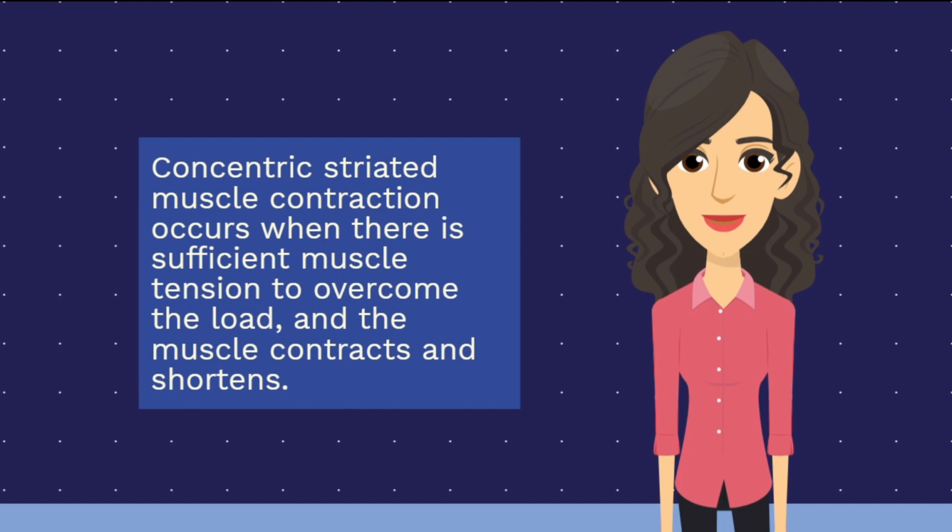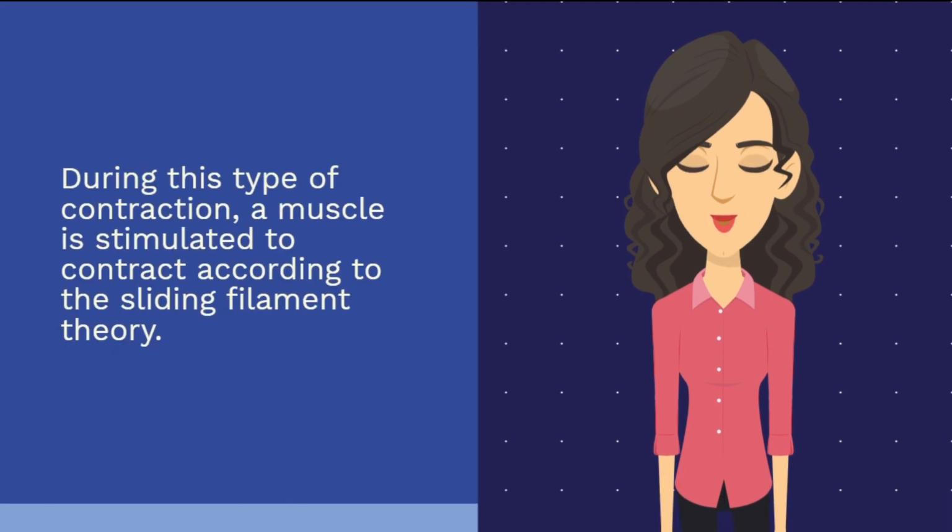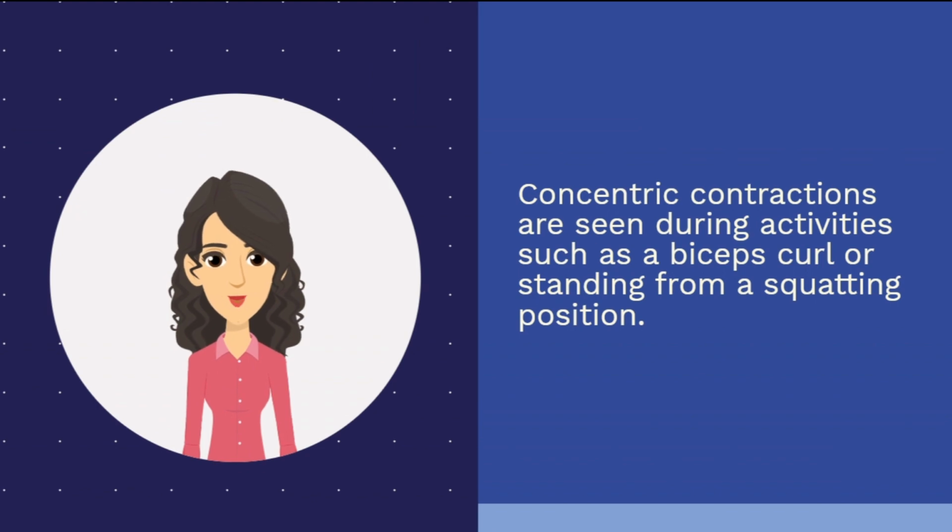Concentric striated muscle contraction occurs when there is sufficient muscle tension to overcome the load, and the muscle contracts and shortens. During this type of contraction, a muscle is stimulated to contract according to the sliding filament theory. Concentric contractions are seen during activities such as a biceps curl or standing from a squatting position.